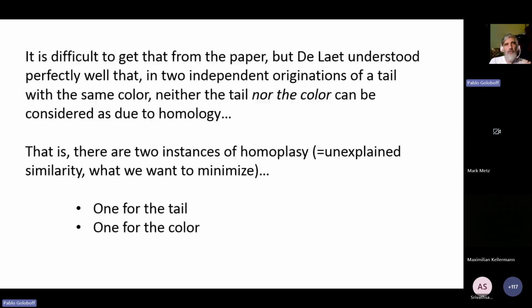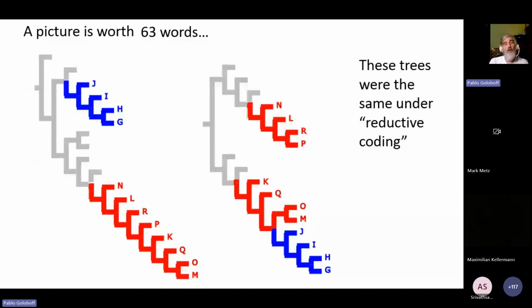Now, if you count the number of words in this slide, this slide has 63 words. And as you all know, a picture is worth 63 words. So let's see some examples. Remember these trees, which look the same under reductive coding, they were evaluated as being the same. Are they different?